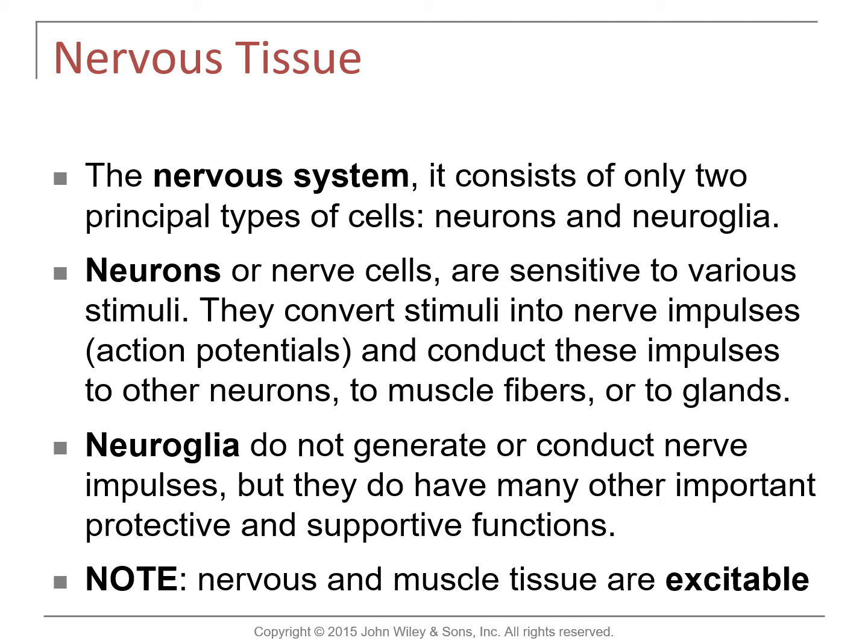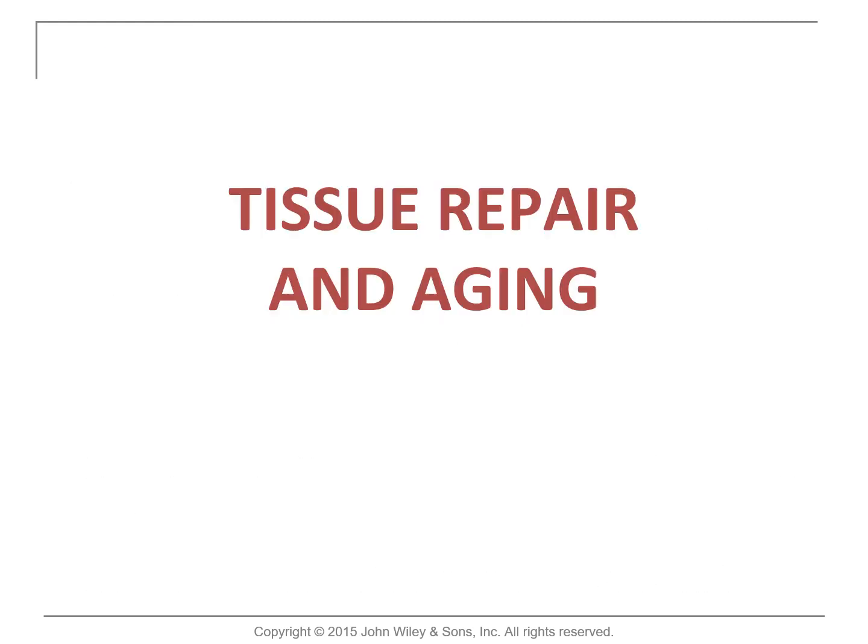As we mentioned, both nervous and muscle tissue are excitable. They can respond to stimuli and generate electrical impulses. Now that was a quick overview of nervous tissue, but you will shortly see that the nervous system is not a simple system. But don't be scared, we'll help you get through it.